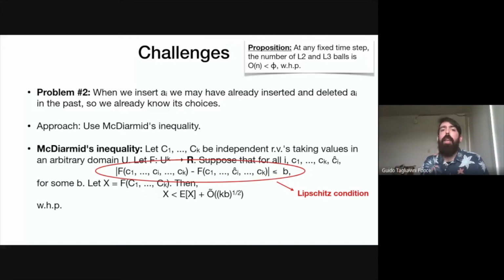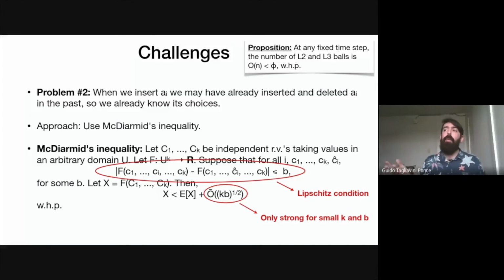And that's the way it deals with all dependencies. It encapsulates them in this Lipschitz condition. And so now let x be f of those random variables. And the inequality claims that x is at most the expectation plus O tilde of square root of kb, where k is the number of independent variables you feed to McDiarmid's inequality, and b is the Lipschitz condition. So one thing to note here is that this inequality is only strong if the amount of independence you feed to the inequality is relatively low.